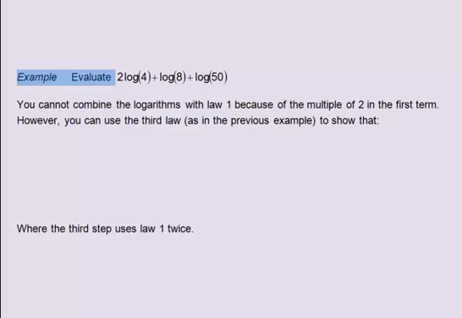Example: evaluate 2 multiplied by the logarithm of 4 plus the logarithm of 8 plus the logarithm of 50. You cannot combine the logarithms with Law 1 because of the multiple of 2 in the first term.